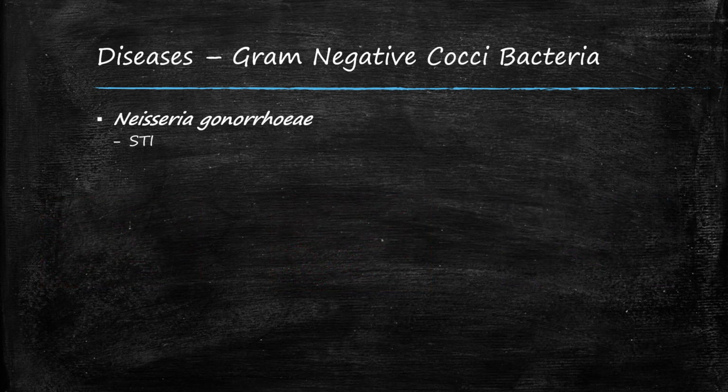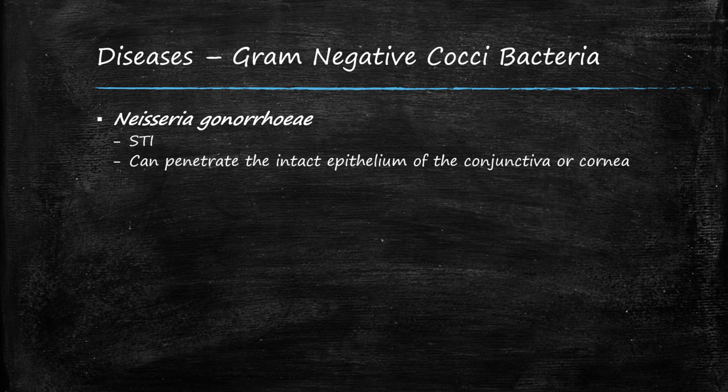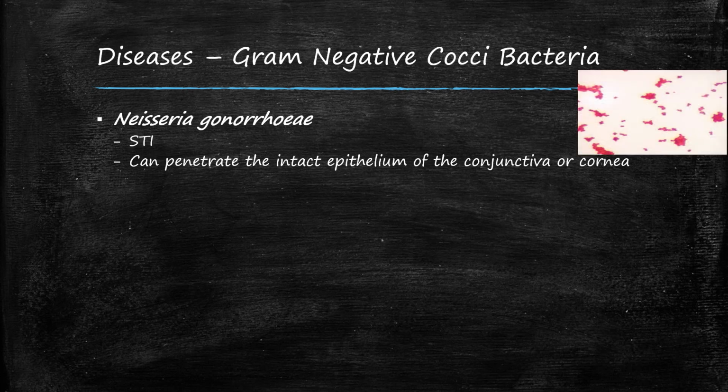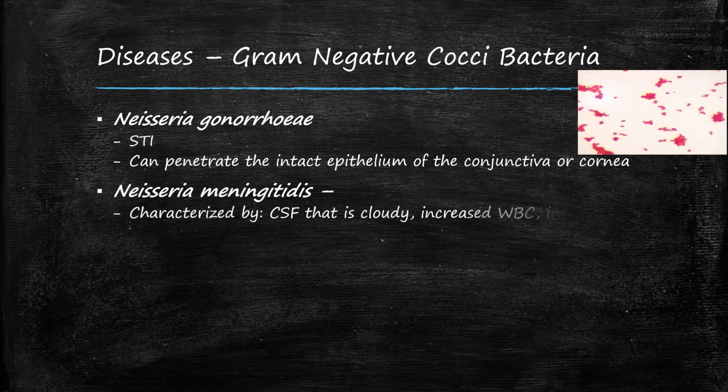The first disease we'll talk about with the gram-negative cocci is one of the most serious genera of bacteria, the Neisseria. So we'll talk about gonorrhea first, which of course is a sexually transmitted infection that can penetrate the intact epithelium of the conjunctiva or the cornea. And there's a picture of what the Neisseria cocci look like. And then Neisseria meningitidis, again, a very serious infection.